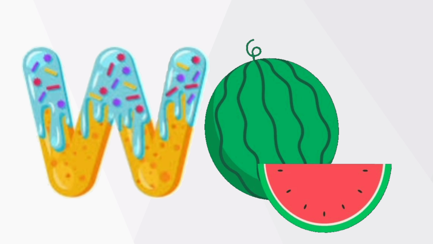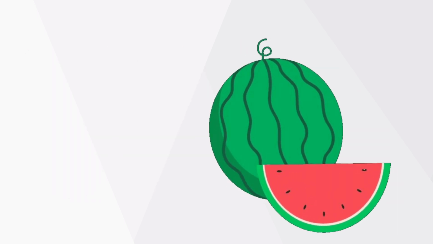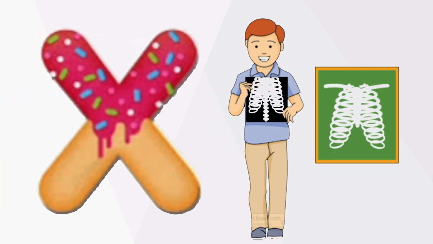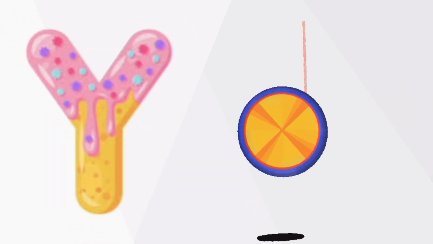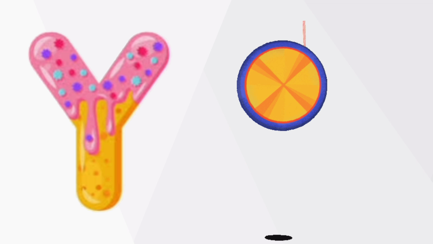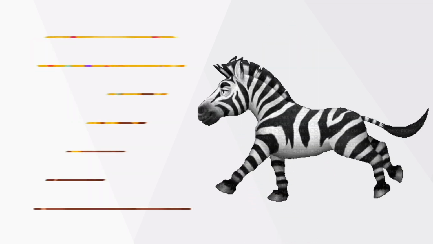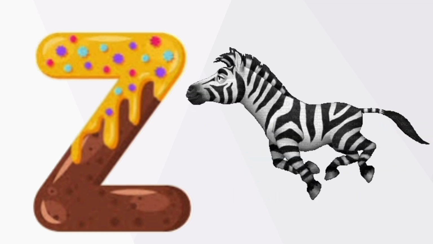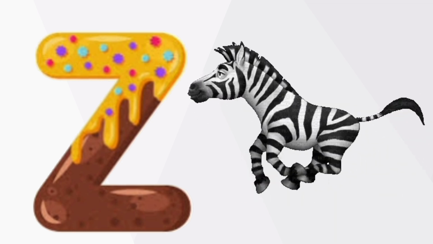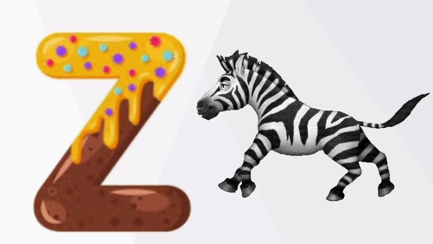watermelon. W, watermelon. X is for x-ray, x-ray. Y is for yo-yo, yo-yo. Y, yo-yo. Z is for zebra, zebra. Z, zebra.